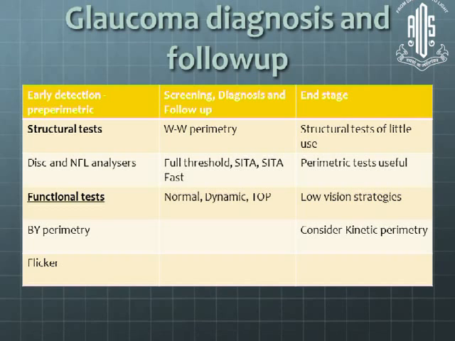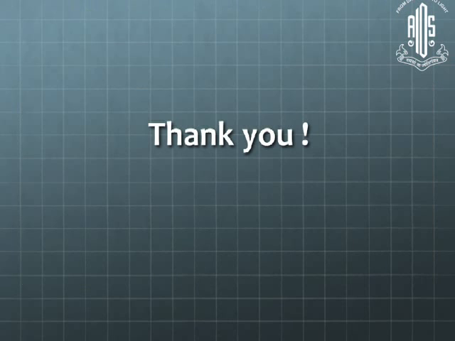So what you should again remember is that structural tests like disc and nerve fiber analyzers will pick up early glaucoma. Functional tests like blue and yellow perimetry and flicker may do that also. But if you're going to have a test for screening, diagnosis and follow-up of patients, use white on white perimetry, the full threshold, SITA, SITA Fast, and of course TOP and the dynamic strategy for the Octopus users. Structural tests are very little used if you are having end-stage glaucoma. Perimetric tests are useful, of course, but you should use low vision strategies and consider kinetic perimetry when you have advanced glaucomas. Thank you very much.